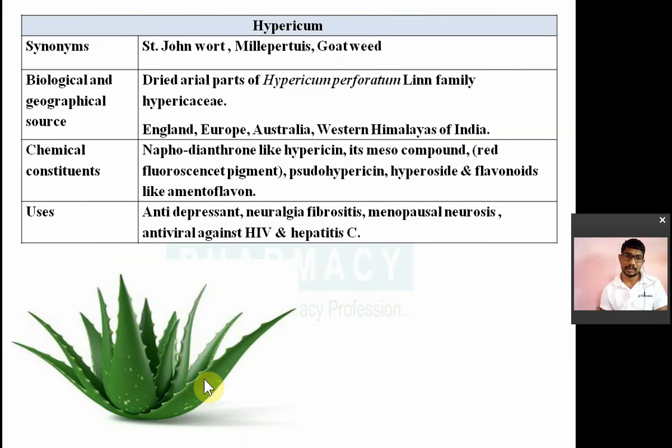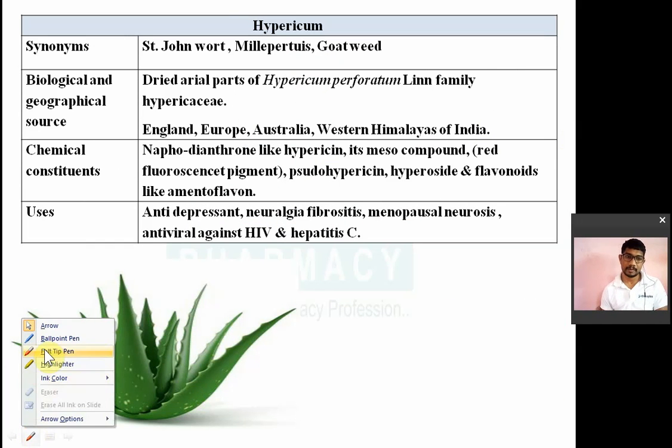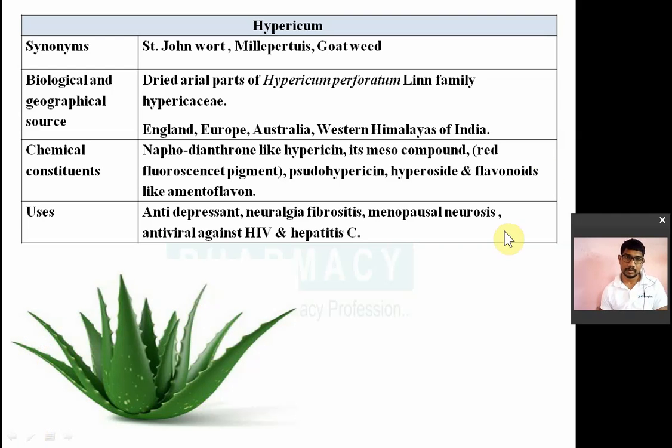Next drug is Hypericum. It is known as St. John's wort, Saint John's wort, Klamath weed and goatweed. Remember goatweed, बकरी का चारा. Biological source: dried aerial part of Hypericum perforatum, family Hypericaceae, found in Europe, Australia and the Western Himalayas of India.